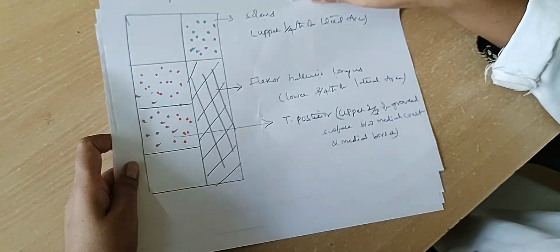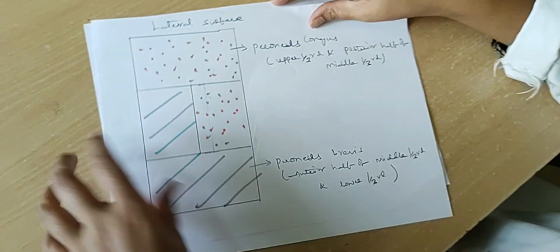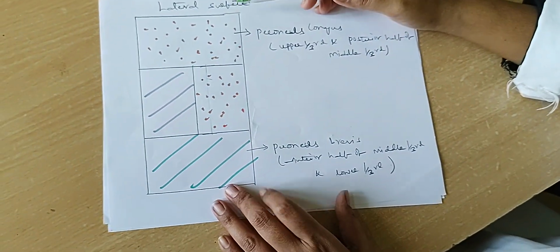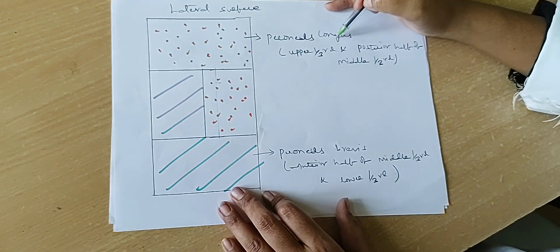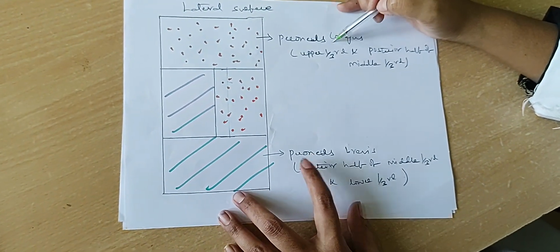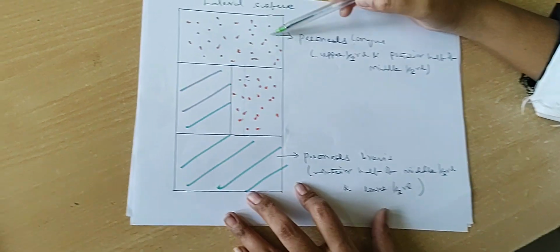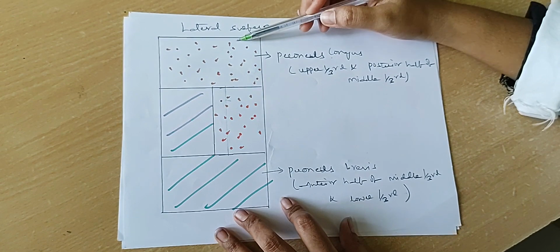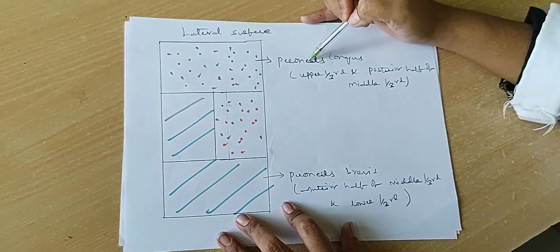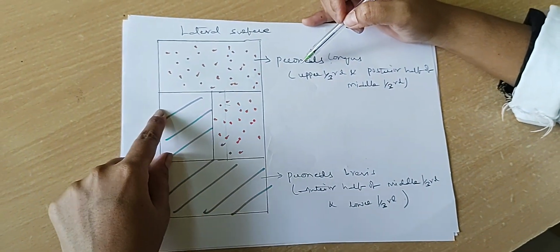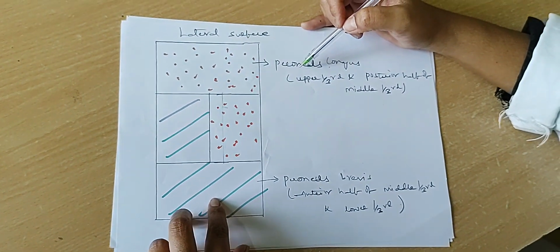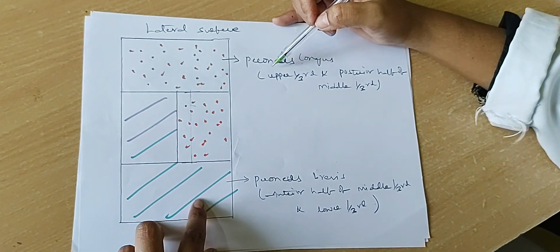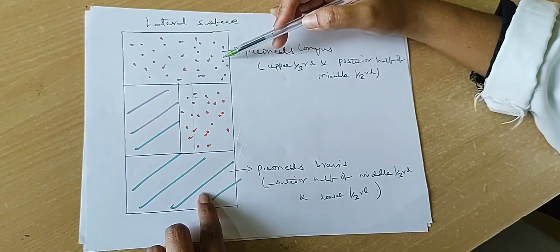Next, coming to the lateral surface. This lateral surface gives origin for only two muscles: peroneus longus and peroneus brevis. The upper 1/3 and posterior half of the middle 1/3 of the lateral surface give origin for the peroneus longus, and the anterior half of the middle 1/3 and lower 1/3 of the lateral surface give origin for the peroneus brevis.